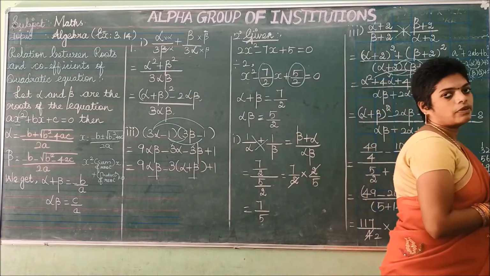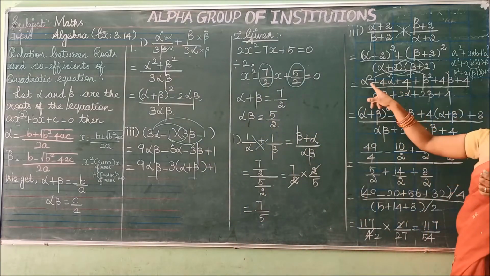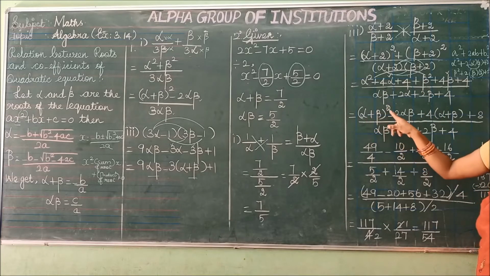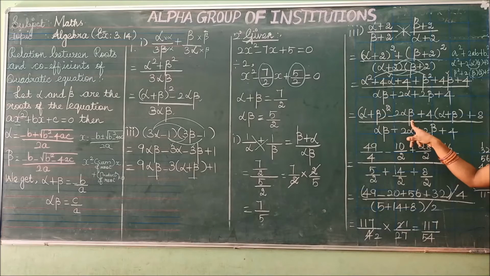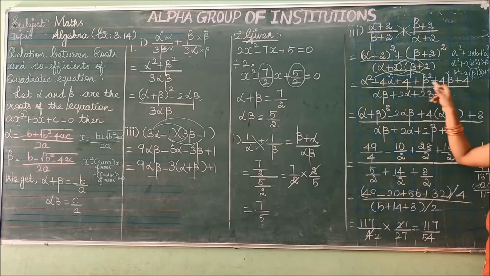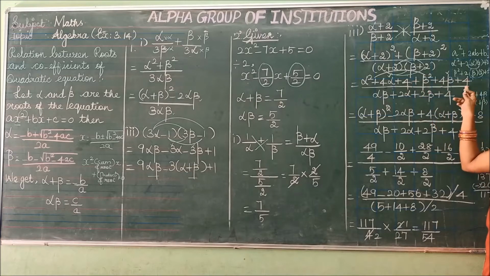So you can apply this value here. Instead of alpha square plus beta square, you can write alpha plus beta the whole square minus 2 alpha beta. Then combine these two values: plus 4 alpha plus 4 beta. You can take 4 as common. What is the remaining term? Alpha plus beta is the remaining term. Then you can add the constant terms: 4 plus 4 is 8.